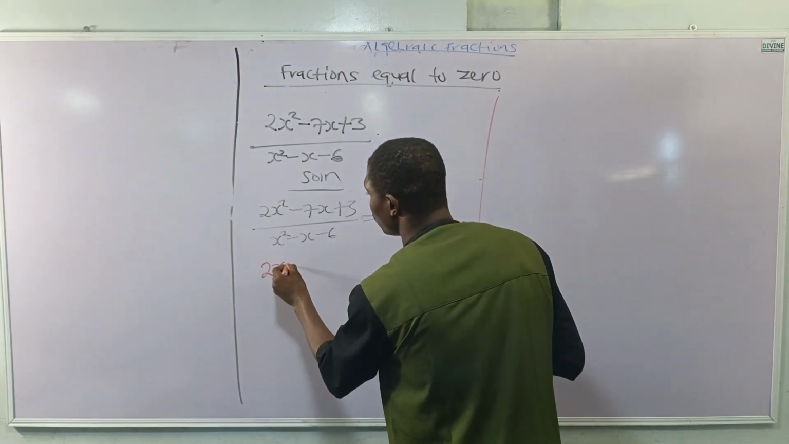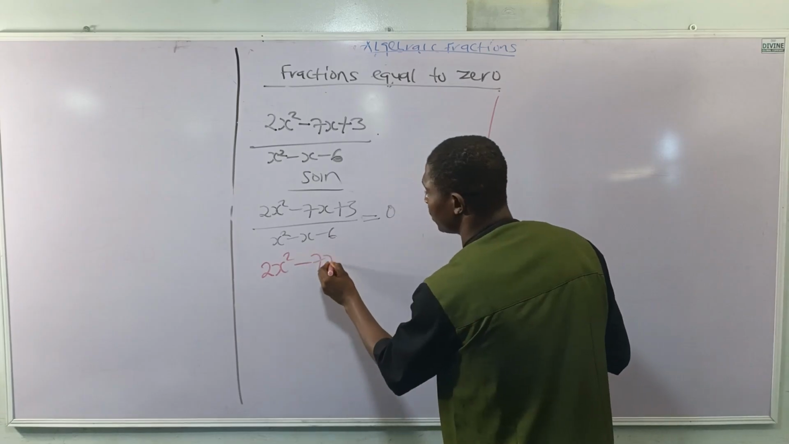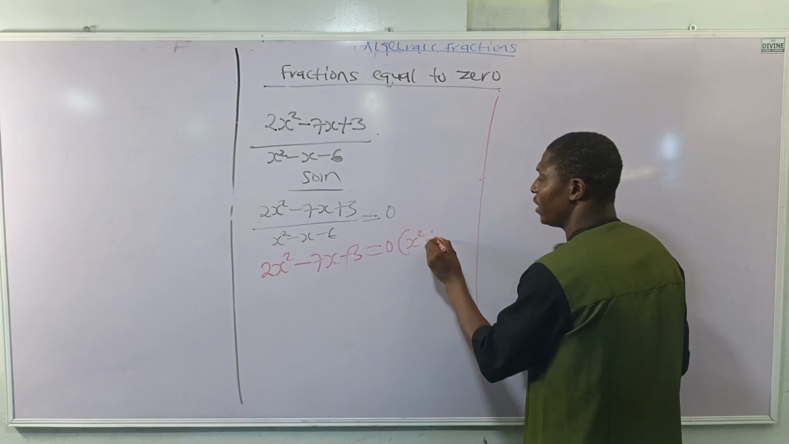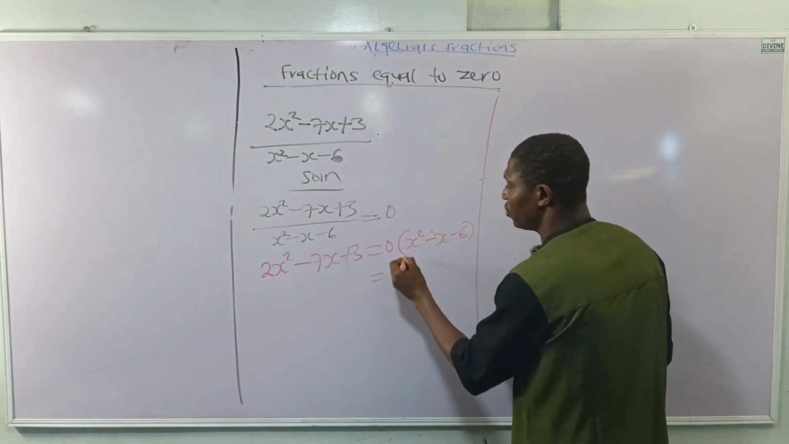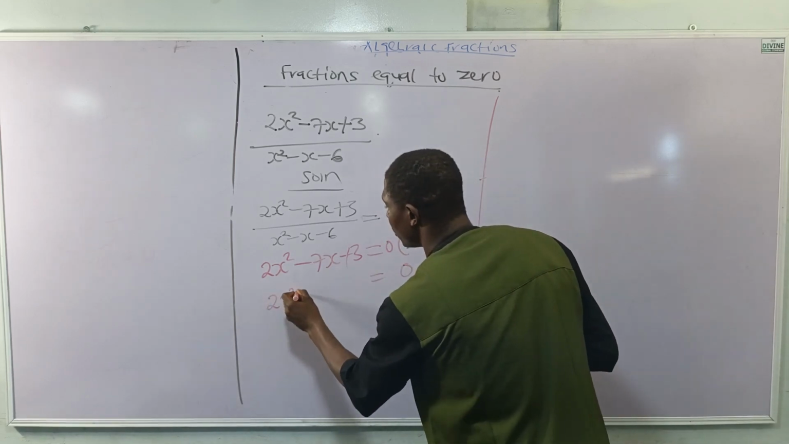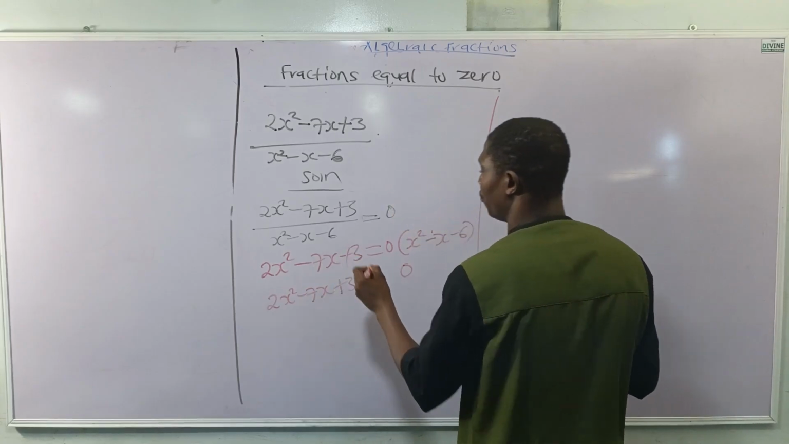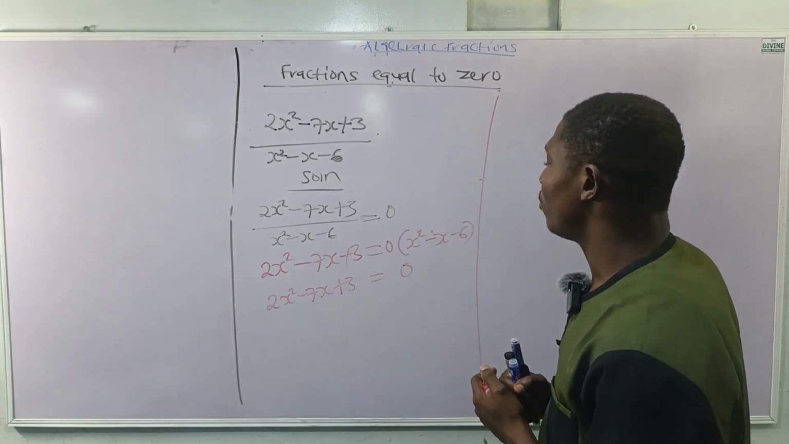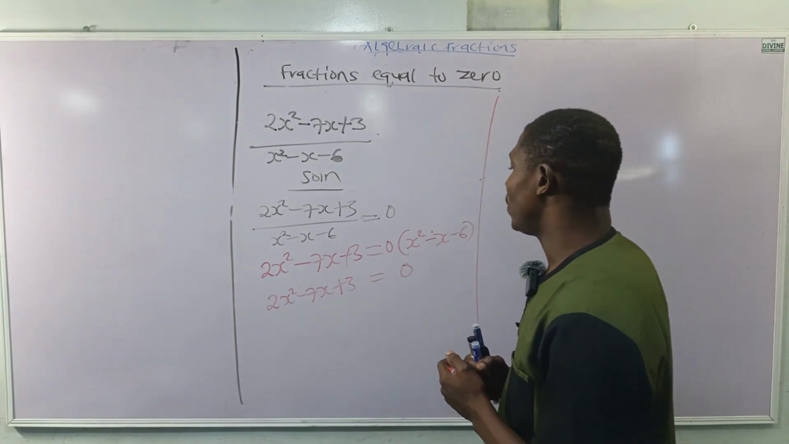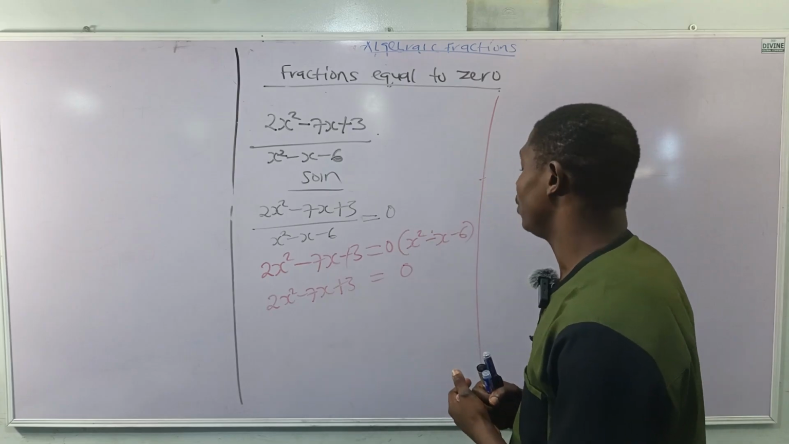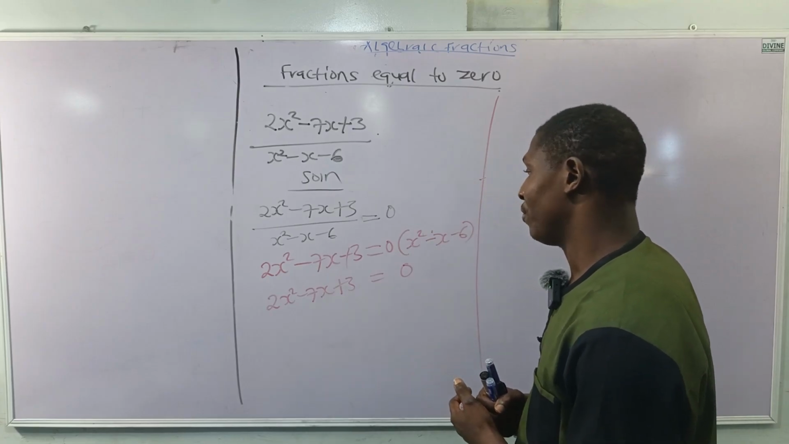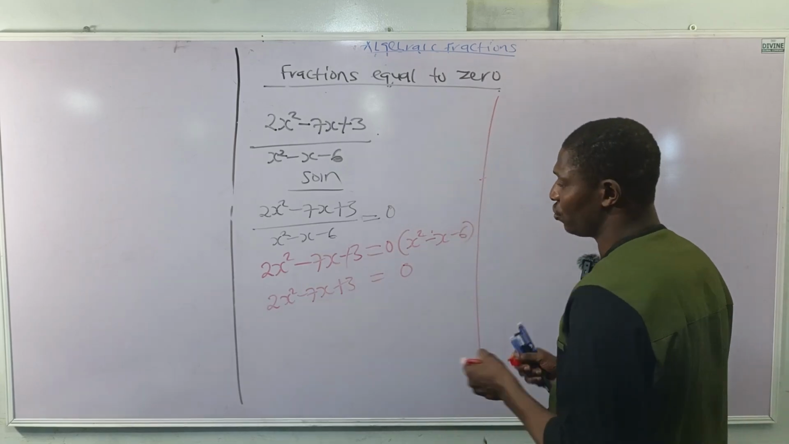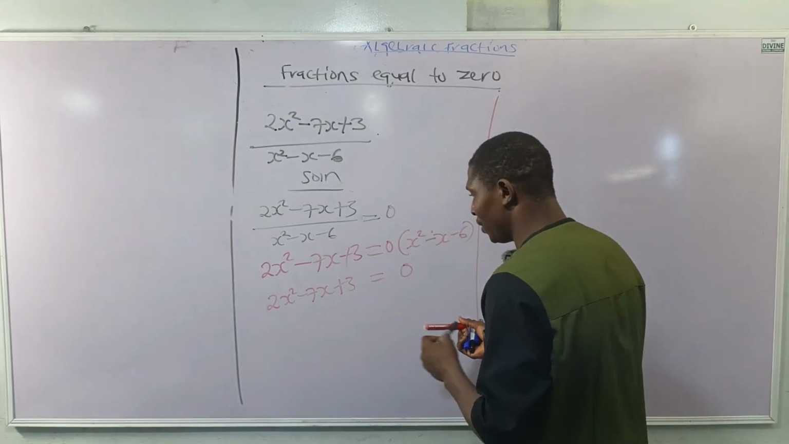Now, we can factorize the top and the bottom, but to save your time in an exam, simply cross multiply. You have your 2x squared minus 7x plus 3 equal to 0 times the bracket x squared minus x minus 6. This will give me 0. So I have 2x squared minus 7x plus 3 equal to 0. Now, I have 3 times 2, which is 6. So my product is 6. But if I use 2 and 3, I won't get 7. So I can simply use 6 times 1, because 6 times 1 equals 2 times 3, which is 6. So I can use minus 6 minus 1 to replace minus 7.